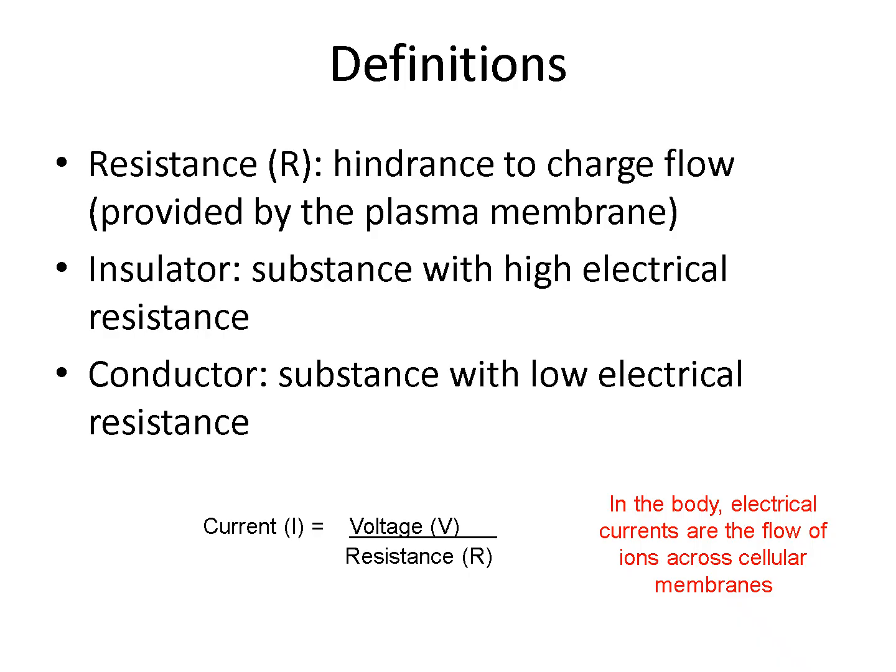Ohm's law explains the relationship between current I, voltage V and resistance R. The greater the voltage, i.e. the potential difference, the greater the current. Current is inversely related to resistance: the greater the resistance, the smaller the current. In the body, electrical currents are the flow of ions across cellular membranes.